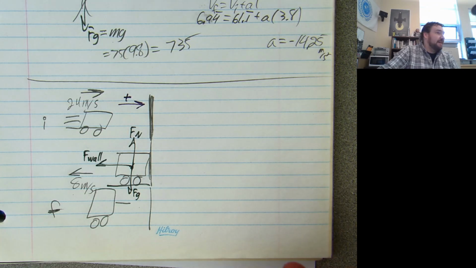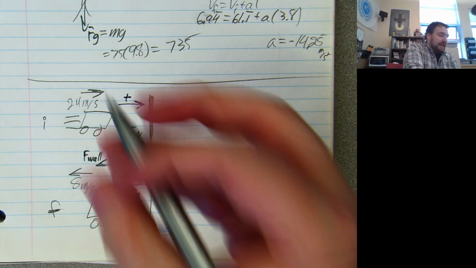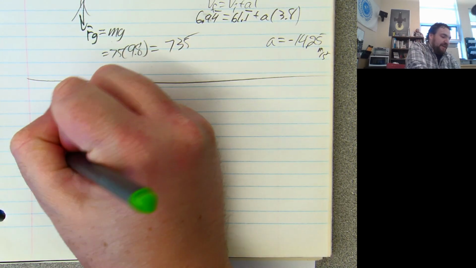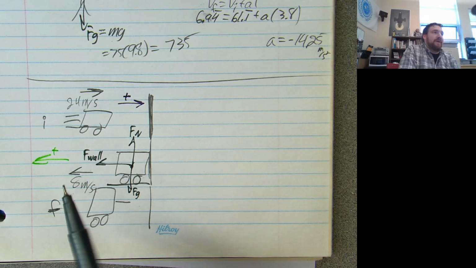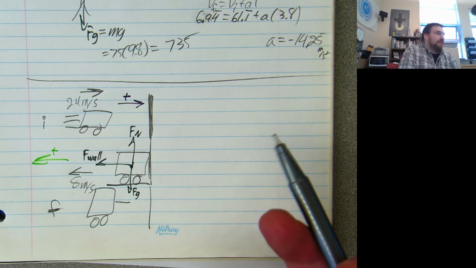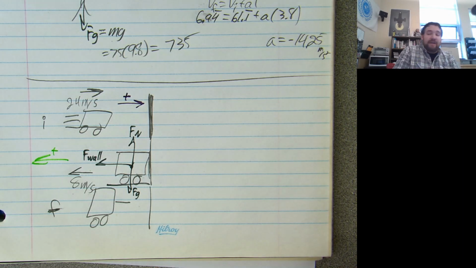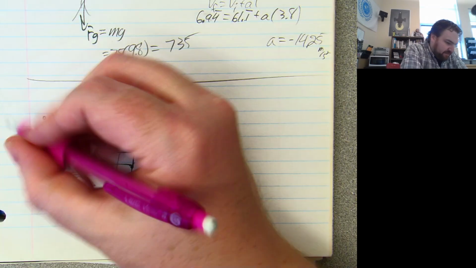Personally, I mean, that is not a wrong answer. To make your life perhaps a smidge easier, if you had called to the left positive, it means the thing you're looking for, the force from the wall, would have ended up being positive. But it's arbitrary. It doesn't matter. So let's go with the way you wanted it. Right, positive.